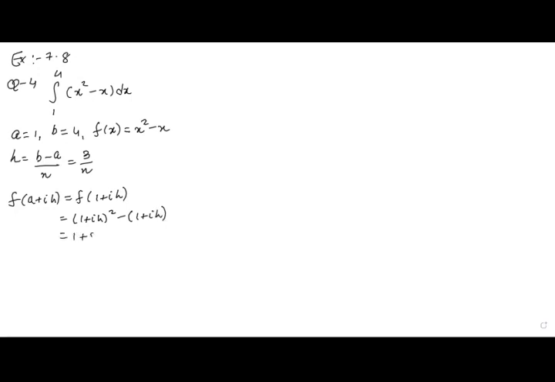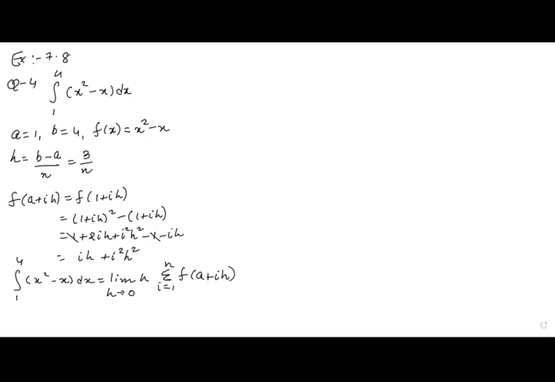So a square plus 2ab plus b square, minus 1 minus ih plus 1. The 1 minus 1 will get cancelled out. 2ih minus ih will give me ih plus i square h square. Now integration from 1 to 4 of x square minus x dx can be written as limit h tends to 0 of h sigma i from 1 to n f of a plus ih.